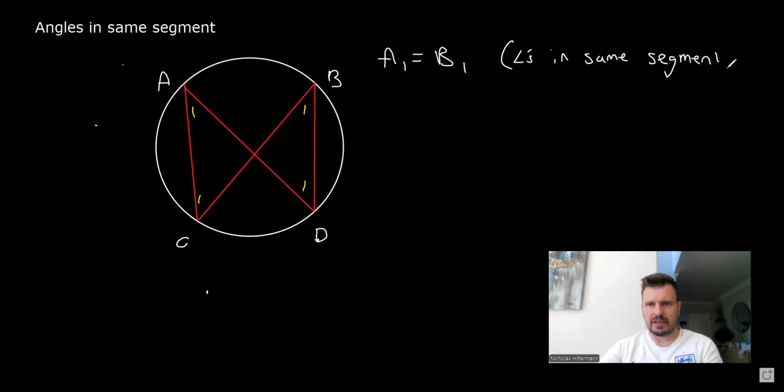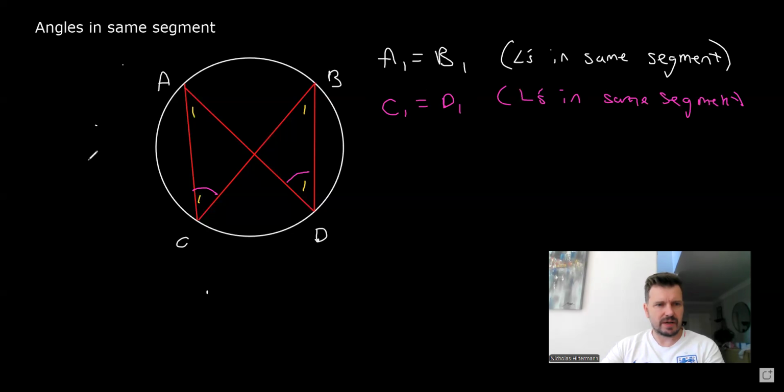Okay, so bow tie, often called the bow tie theorem, we're just looking for bow ties. And then this one and this one will also be equal. It's the same reason. C1 equals D1, angles in same segment.